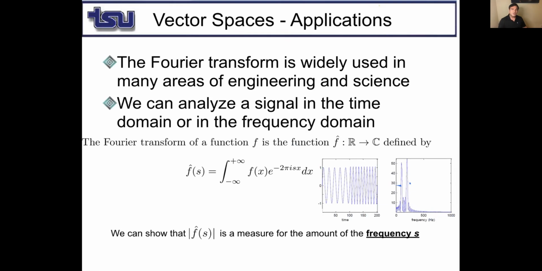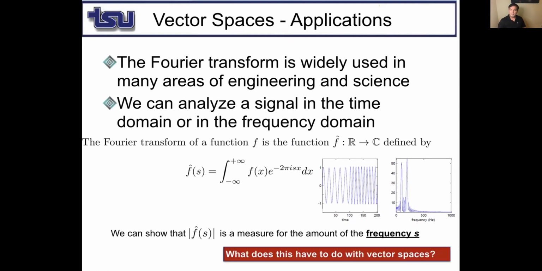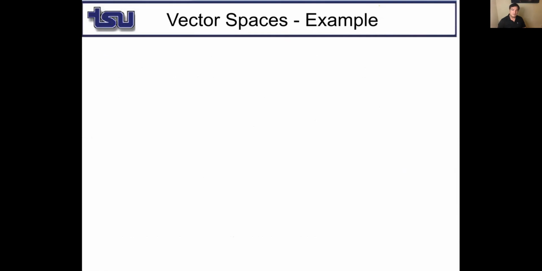Okay, so Fourier transform is very widely used. Again, it takes you from time domain to frequency domain. It gives you the frequency contents of what? The time domain signal. So what does this have to do with vector spaces? Okay, so let's talk about that.